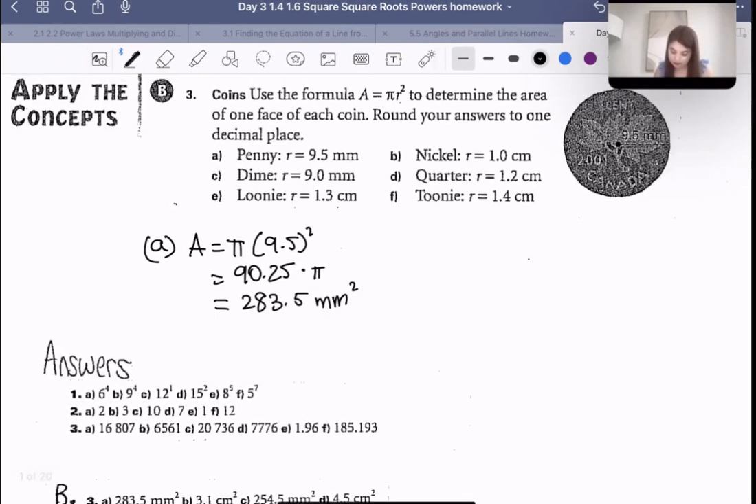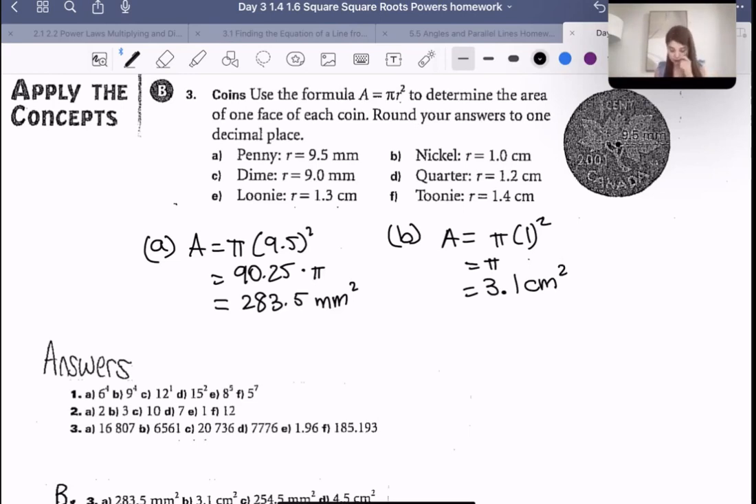Awesome. Okay, let's do B, which is nickel. For nickel, it's 1 centimeter. So A would just be pi times 1 squared, which 1 squared is just 1. So that's going to be equal to just pi. Now, what is pi? Pi is 3.14159 and so on. So let's just round that to 3.1 centimeters squared and call it good.